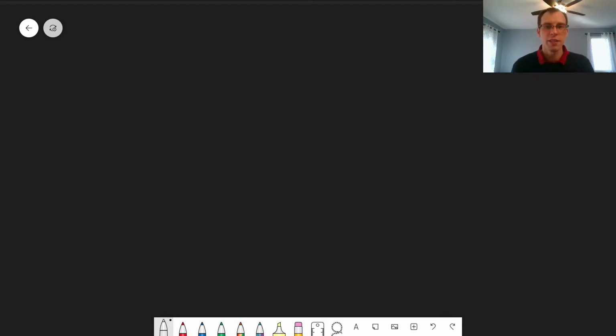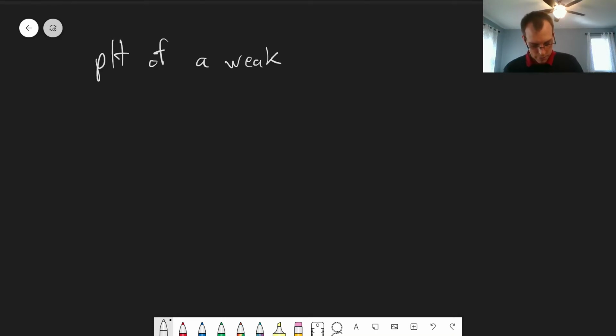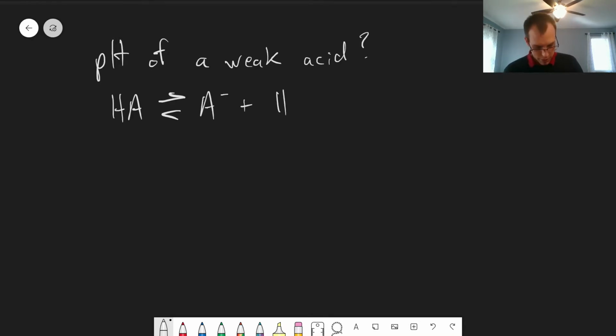Okay, so with that introduction in mind with weak acids and bases, knowing Ka and Kb and how to convert between them, now we can talk about finding the pH of a weak acid solution. And we can take the same approach and apply it to a weak base. So we'll just do this again generically at first, and then we can look at some specific examples. So we'll have our HA dissociating into A minus plus H plus.